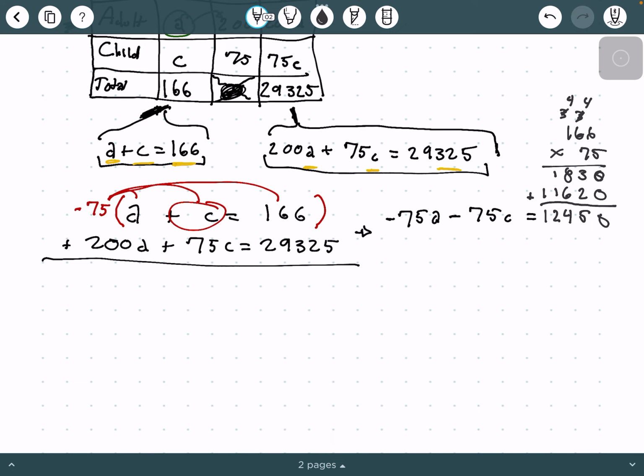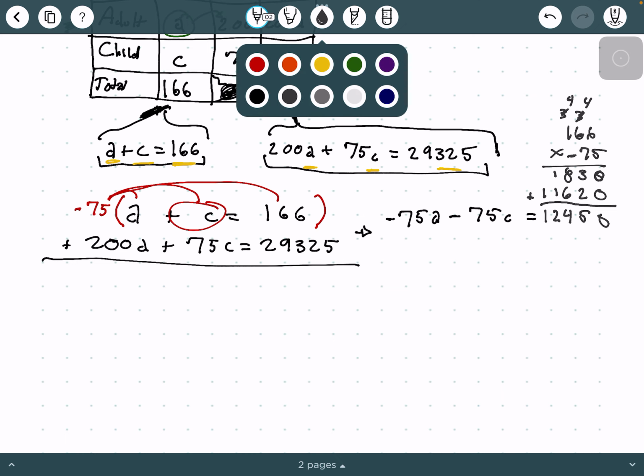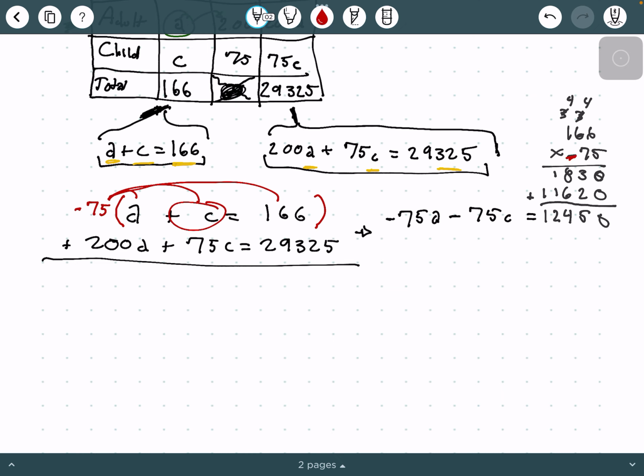But remember, this is a negative 75 here. And so this is going to be a negative number there. So that's our top one. Now we've finally gotten our top equation. Now we're going to look at the bottom equation. That should stay the same, right? So it should still be 200A plus 75C equals 29325.